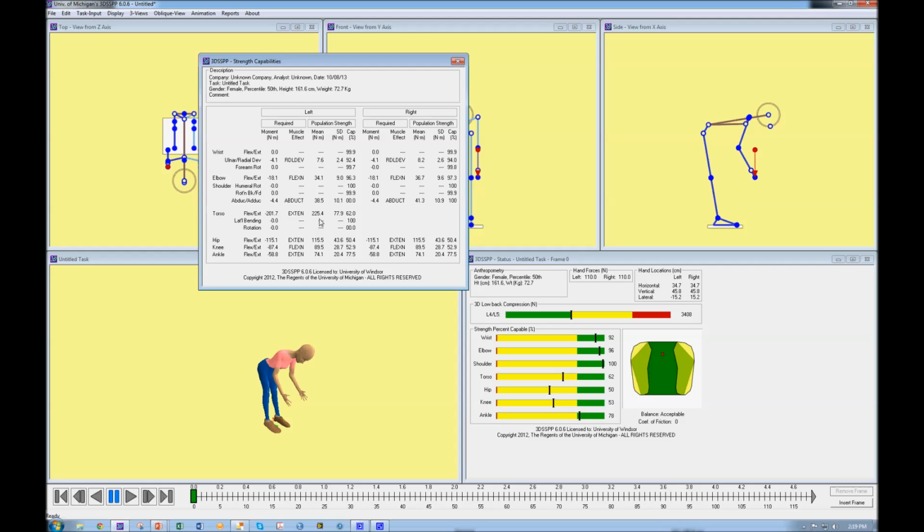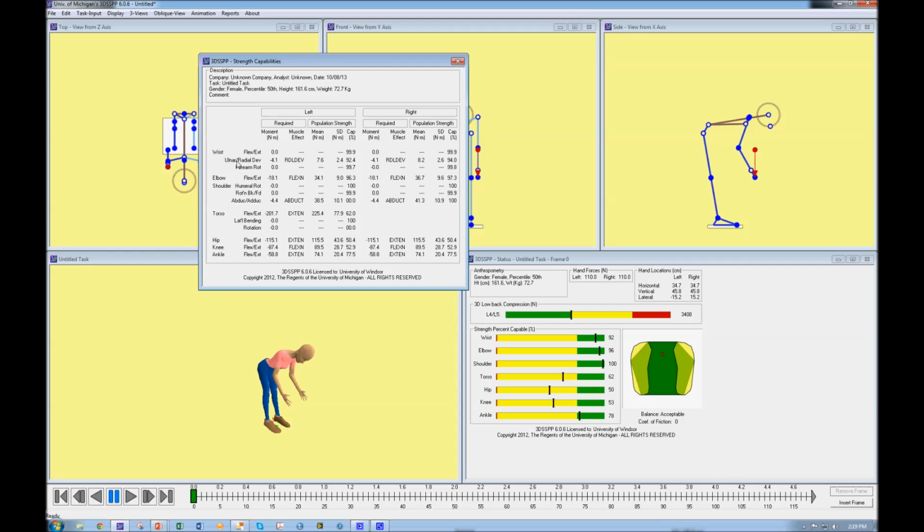201.7 newton meters is very close to the mean of 225.4 newton meters, with a standard deviation of 77.9. With our calculation as seen in the class, using the mean and the standard deviation, we now realize that only 62% of the population can actually do the job. Again, the required moment is very close to what the average population can do, and that's why we would have a strength capability of 62%.